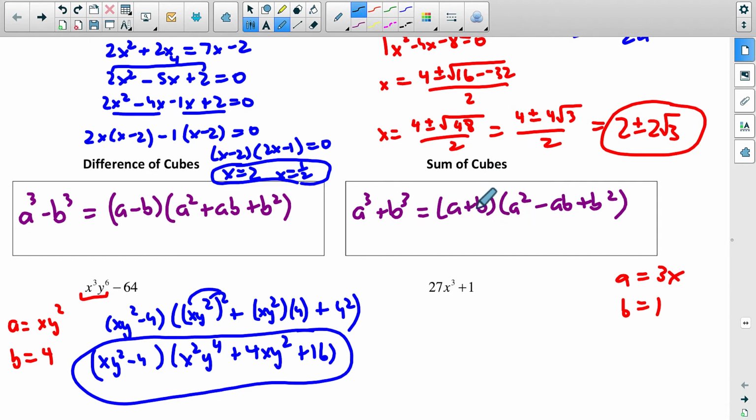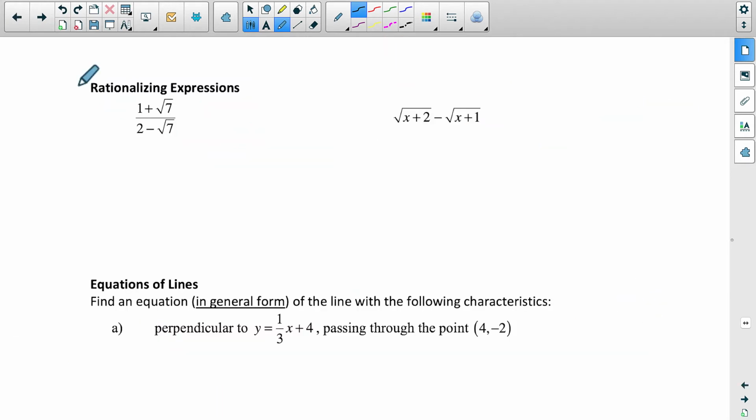So let's try it. A plus b, that's 3x plus 1. Okay, let's see if we can do this in one step. A squared, so that's 3x all squared, right? So that's 9x squared. Minus ab, well that's just 1 times 3x, so it's just 3x. And then b squared, 1 times 1 is 1. I've factored it.